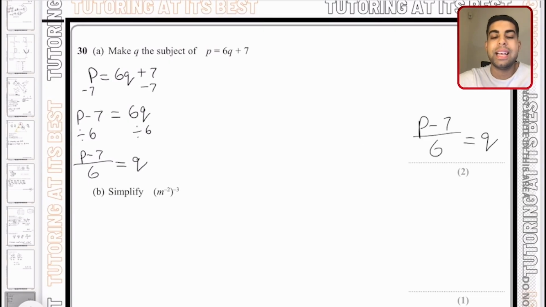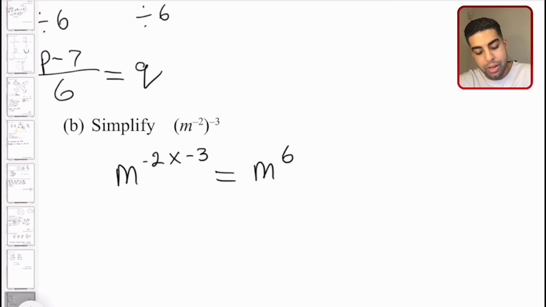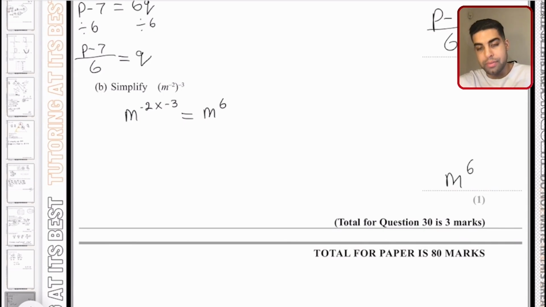And then finally, let's simplify m to the power of minus 2, all to the power of minus 3. The first thing to understand here is that when we have brackets within powers, we need to multiply them. So that means it's going to be m to the power of minus 2 times minus 3. That's going to be m to the power of 6, because two negatives make a positive. So our final answer will be m to the power of 6.